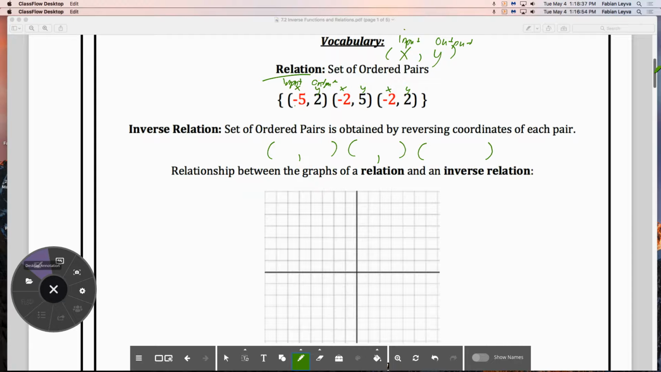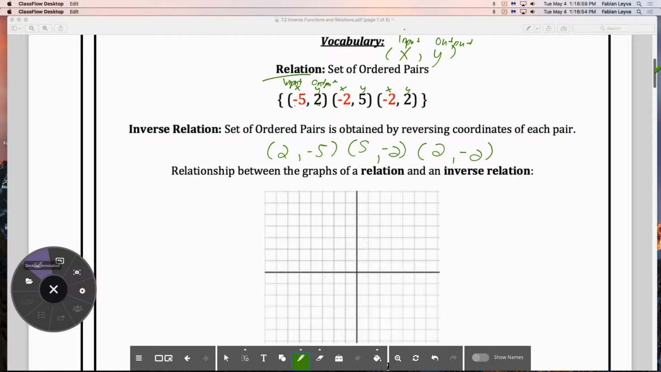Do you see how my input's a -1? My output here is going to be a 2. And then it's going to be a -5. So see how I'm going down, reversing each and every single one of them? That is literally how you find the inverse of ordered pairs. You just switch the x's and y's. That is the very dry, just do it.